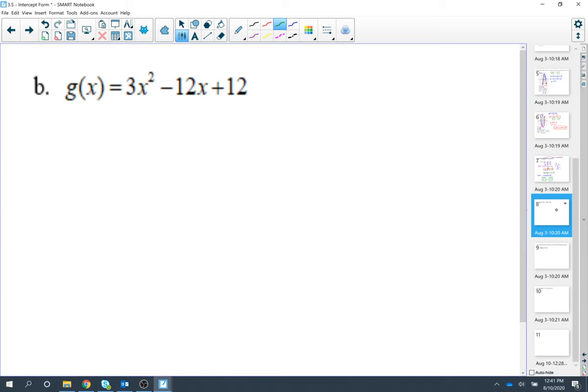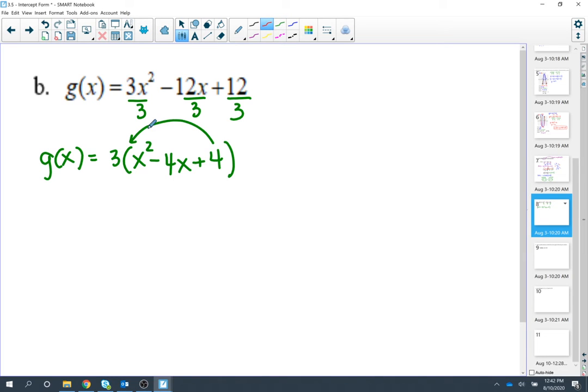Okay, letter B, g of x equals 3x squared minus 12x plus 12. Same thing, find the zeros. So again, if we want the zeros, we want the x-intercepts, which means we need to factor. We need to put it in intercept form. Same thing, leading term is positive, but is there a GCF? Yes, so we're going to divide by 3. g of x equals 3 times x squared minus 4x plus 4.